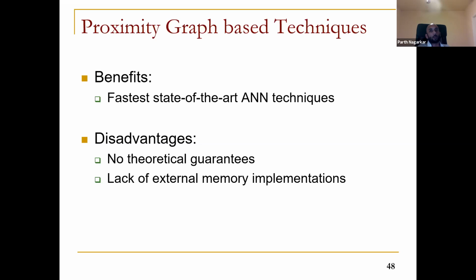Any questions? We have about 15 minutes remaining, and we have only one slide on research challenges. But any questions before that on high dimensional techniques?